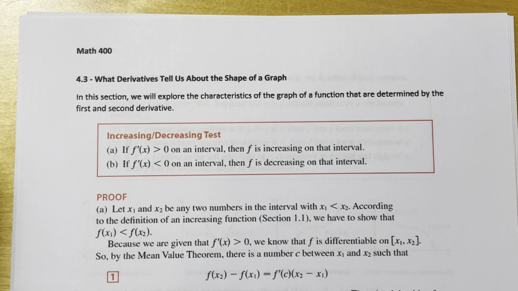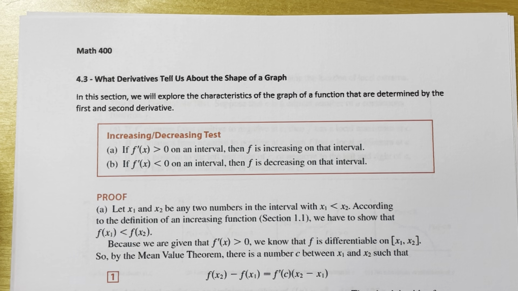All right, so we're in section 4.3, and what we're doing here is we're looking at what the first and second derivative of a function can tell us about the shape of the graph of that function. And we're going to start with a theorem that we've kind of been using already, which is basically if you have a function where its derivative is positive at a point or positive on an interval, then we know that the function is increasing on that interval.